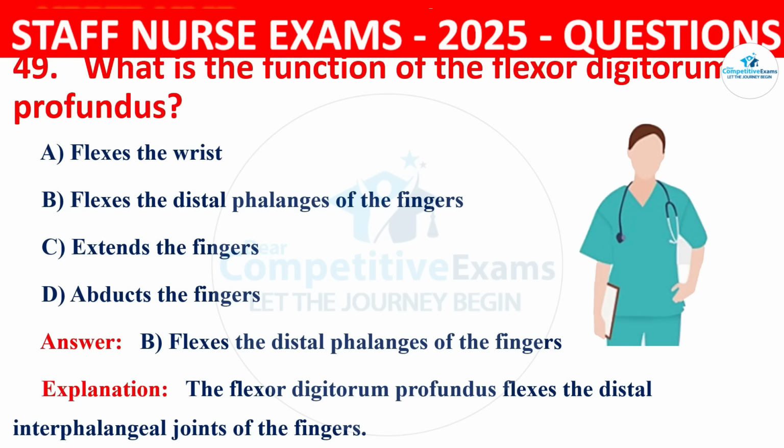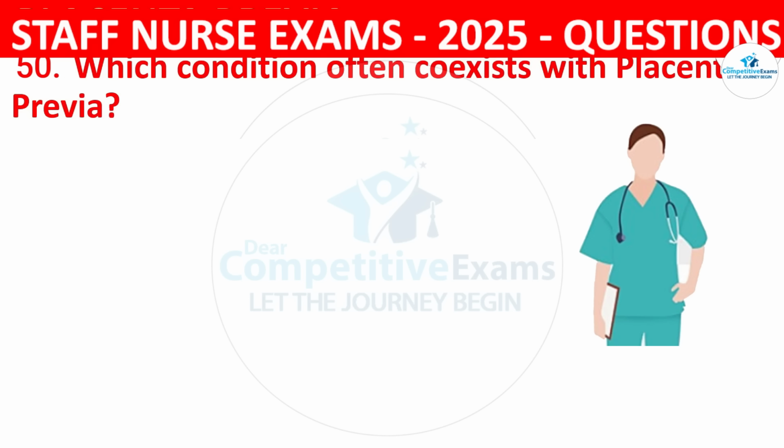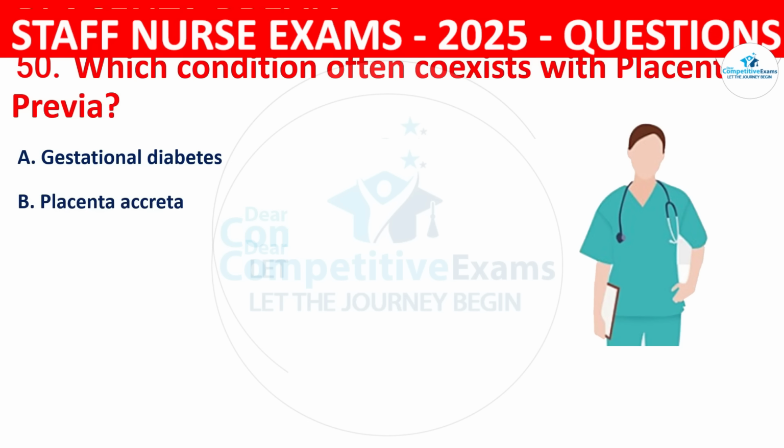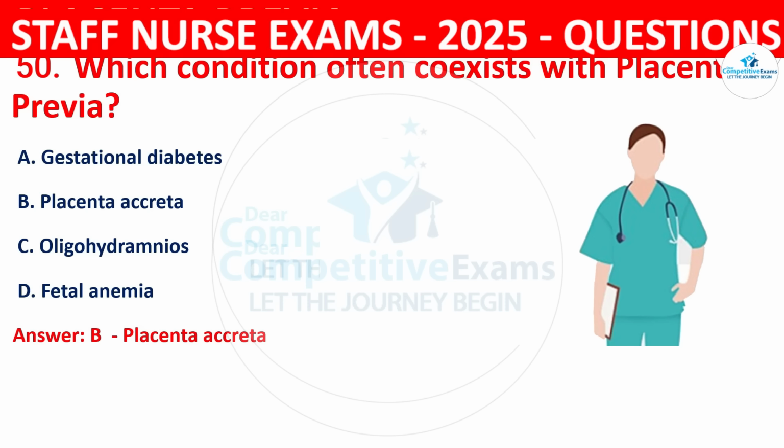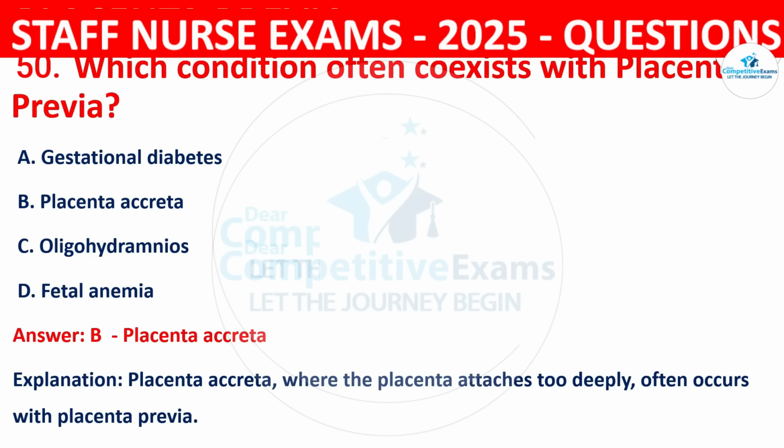Question number 50. Which condition often coexists with placenta previa? Your options are gestational diabetes, placenta accreta, oligohydramnios, or fetal anemia. The correct answer is B, that is placenta accreta. The placenta accreta, where the placenta attaches too deeply, often occurs with placenta previa.